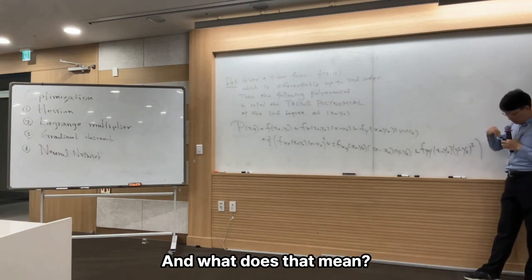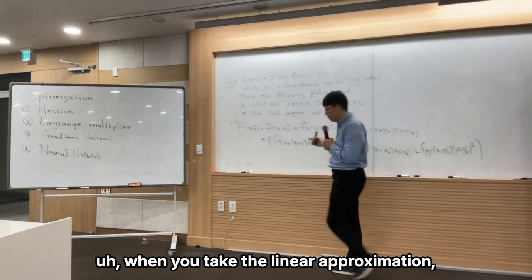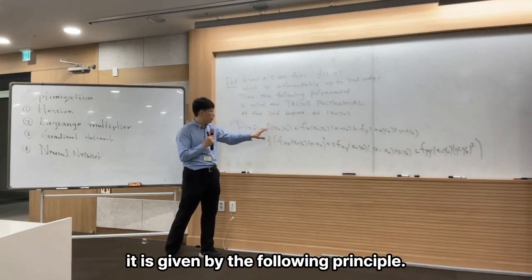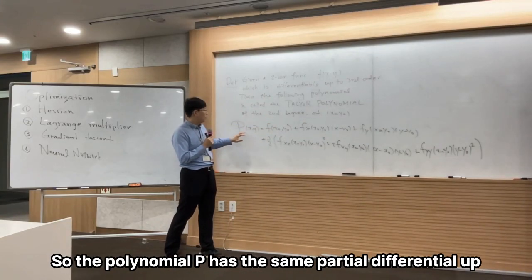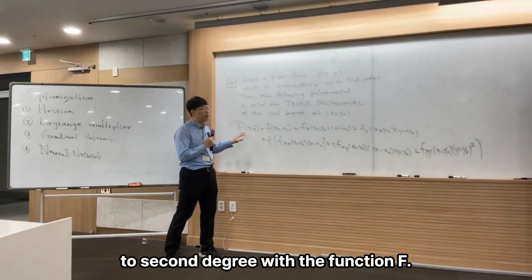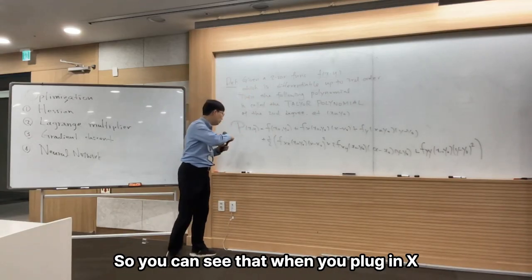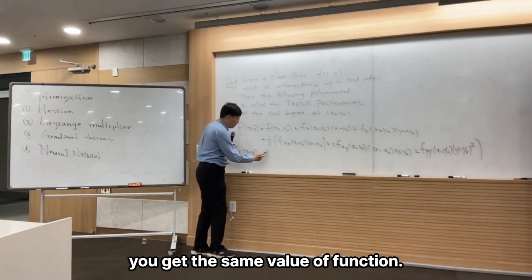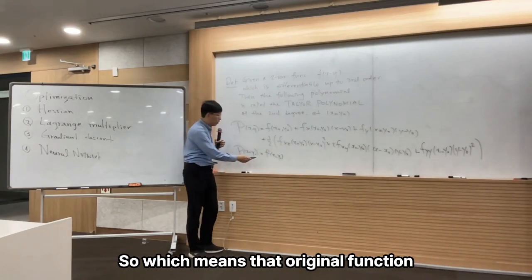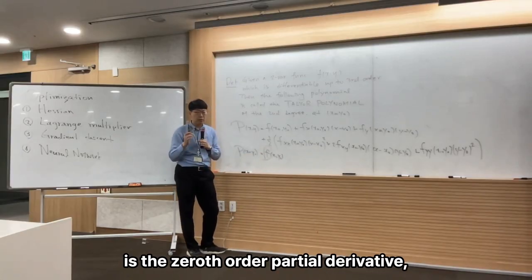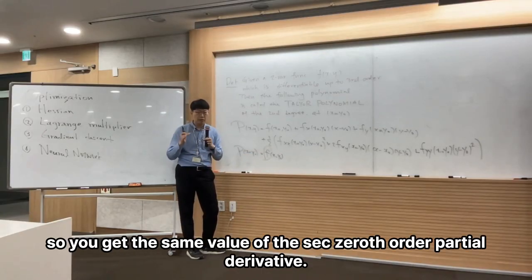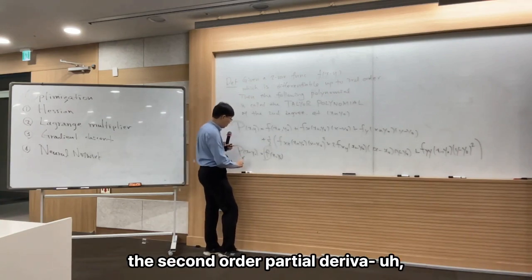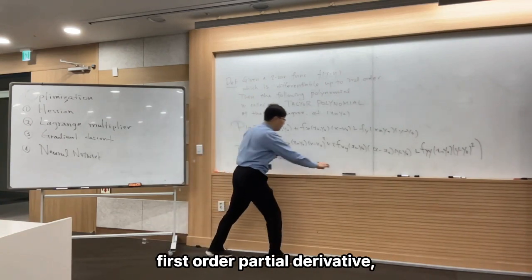And what does that mean? So when you take the linear approximation, the first part, it is given by the following principle. The polynomial p has the same partial differentials up to second degree as the function f. So you can see that when you plug in x0, y0 in the polynomial, you get the same value as the function. Which means that for the zeroth order partial derivative, you get the same value. Then, if you take the first order partial derivative, what is it?